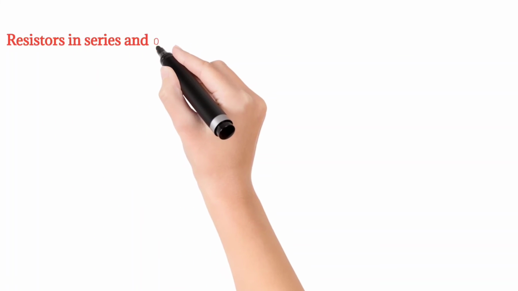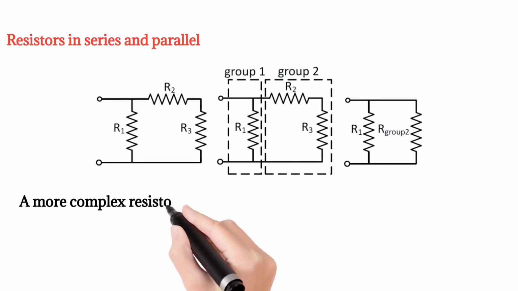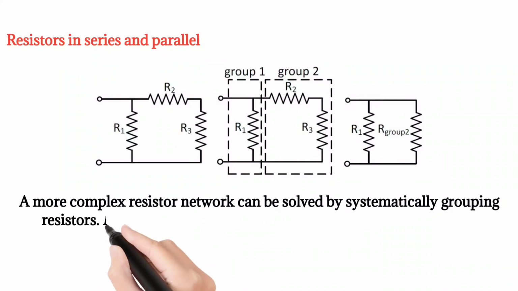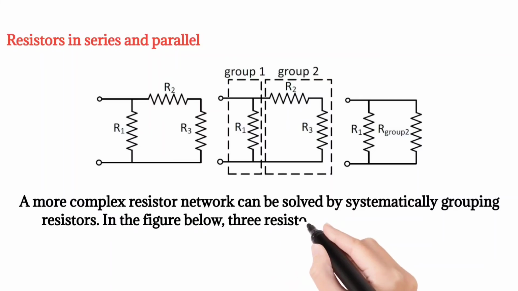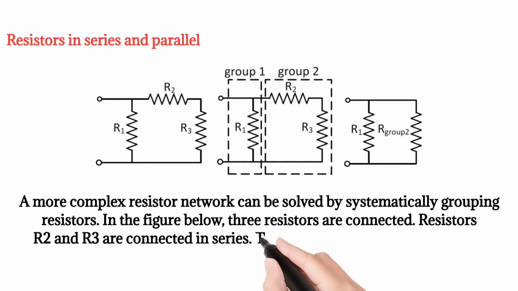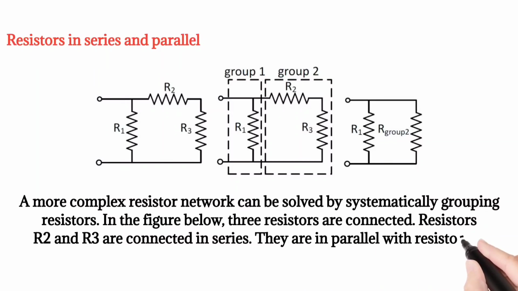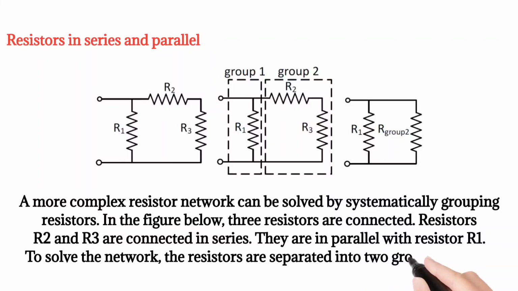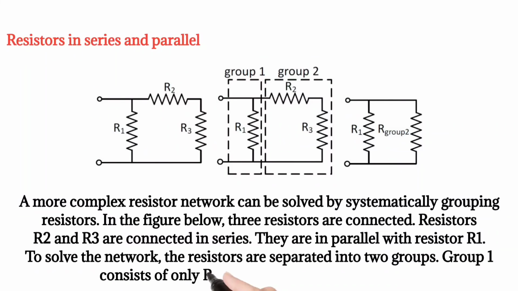Resistors in series and parallel. A more complex resistor network can be solved by systematically grouping resistors. In the figure below, 3 resistors are connected. Resistors R2 and R3 are connected in series. They are in parallel with resistor R1. To solve the network, the resistors are separated into two groups.